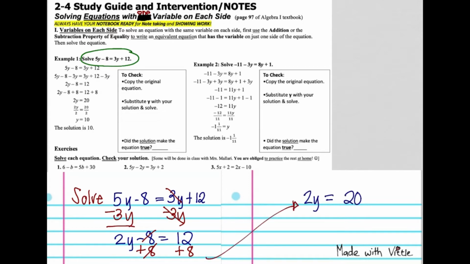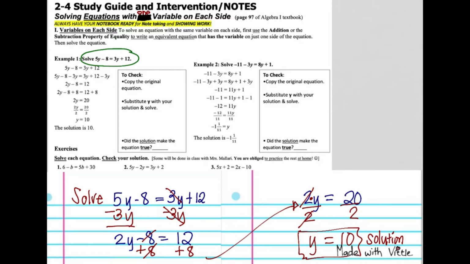Now that we have a monomial on each side of the equation, you will see that between the coefficient 2 and the variable y, there should be a multiplication. So what we can do is do the opposite of multiplication, which is dividing by 2. In this case, you have to cancel out that 2. You have to do the same thing on the other side to make this equation balance or equal. 2 divided by 2 will be 1y, and 20 divided by 2 is 10. Our solution for y is 10. The value of y is 10.